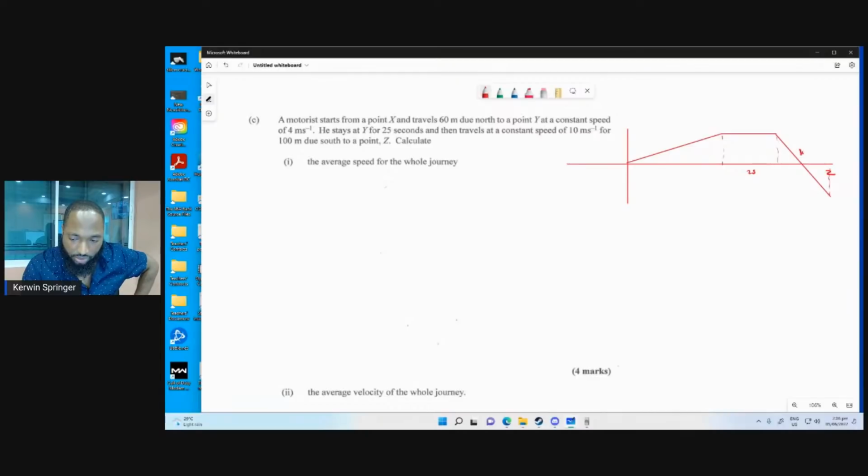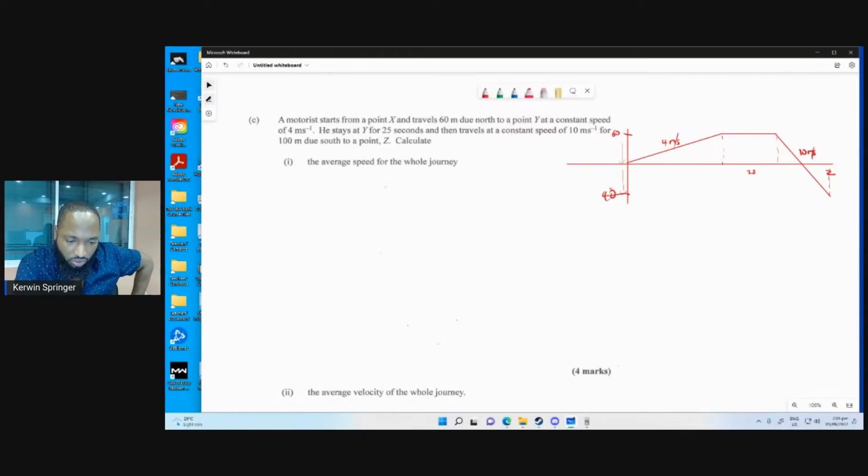Constant speed of 10 meters per second. This one is 4 meters per second. He travels 60 meters, so this is 60 meters here. And this had to be 60 and this had to be 40 here. Chat, do you understand my little sketch?